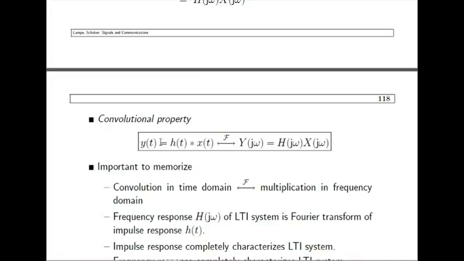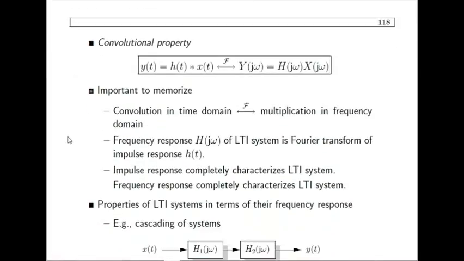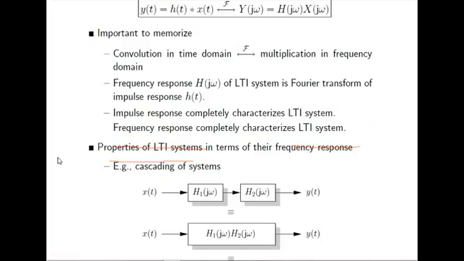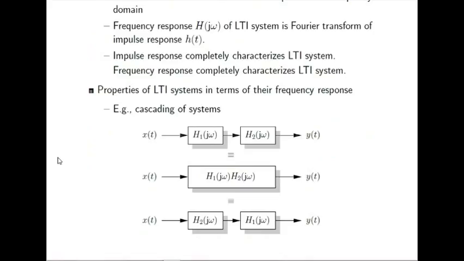There are some important points to memorize for this property. Convolution in the time domain means multiplication in the frequency domain. The frequency response H of j omega is the Fourier transform of the impulse response h(t), and the impulse response and frequency response both characterize the LTI system. Now let's see the properties of LTI systems in terms of their frequency response, similar to the properties which I told you in unit 1.